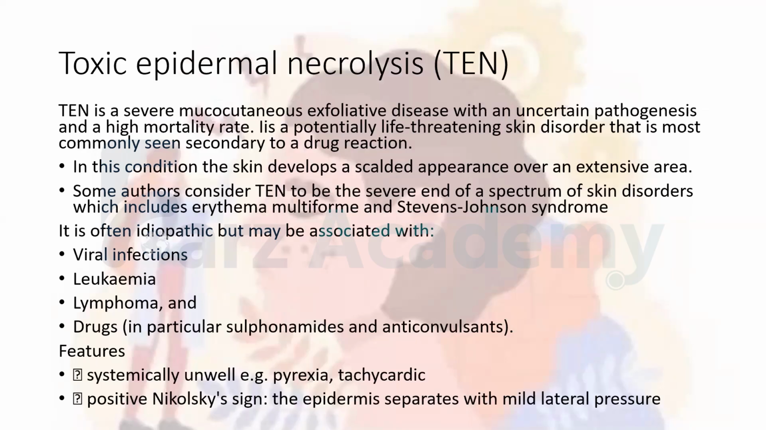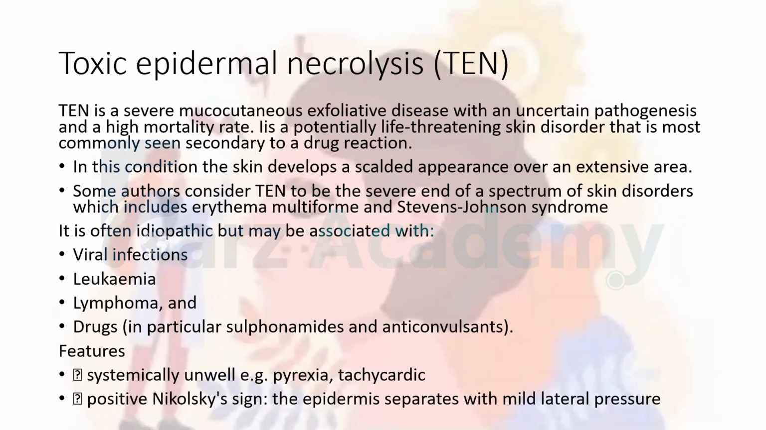So again, coming on to the causes, they are similar to erythema multiforme, but more commonly it is because of medications. So next is toxic epidermal necrolysis. Toxic epidermal necrolysis is a severe mucocutaneous exfoliative disease with an uncertain pathogenesis and a very high mortality rate, mainly because the body surface area involved here is more than 30%. Stevens-Johnson is only 10%, but here it is more than 30%, so it is a life-threatening skin condition. In this condition, the skin develops a scalded appearance over an extensive area. Some authors consider toxic epidermal necrolysis to be the severe end of the spectrum of skin disorders, which includes erythema multiforme and Stevens-Johnson. It is also considered a dermatological emergency.